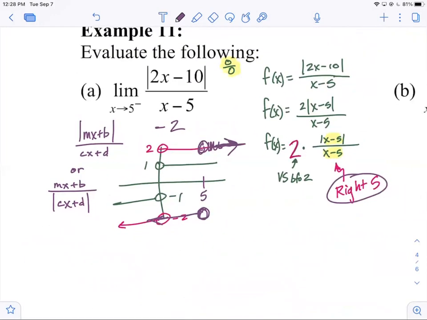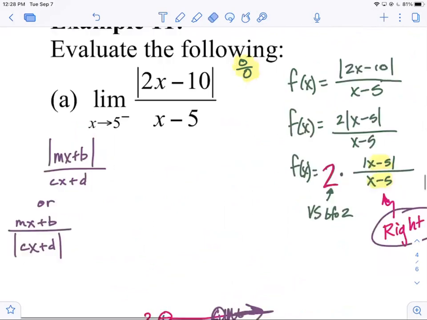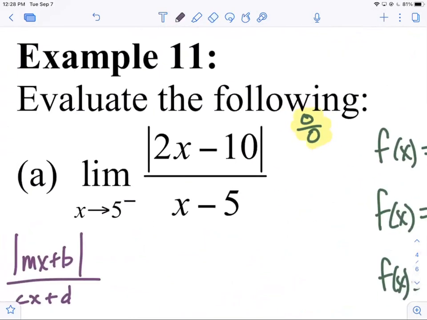So let's see. If I wanted to do this again without the graph, let's just kind of get this out of the way now and pretend like I don't know it's -2. I'm approaching 5 from the left. Well, never not first, direct substitution. I get 0 over 0. Okay, I have the absolute value of linear over linear. Okay, hola, Senor Salta. Pick a number now that's to the left of 5. 4, okay? Let's plug in a 4.